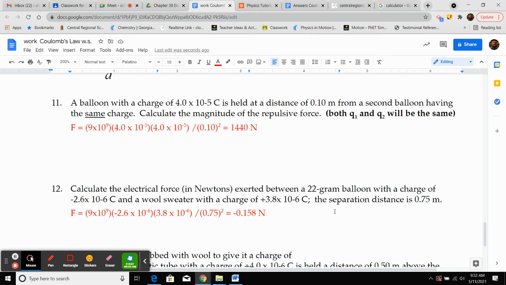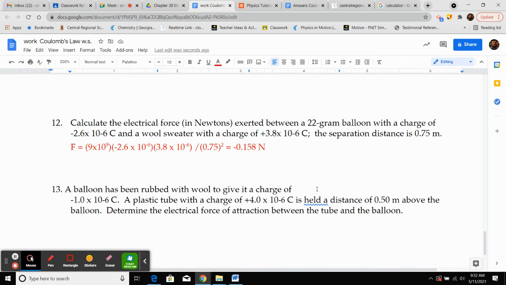So in this problem, guys, the 22 grams is irrelevant. It is not an essential piece of information. All right, you need the two charges, and this should be held at a distance of that.